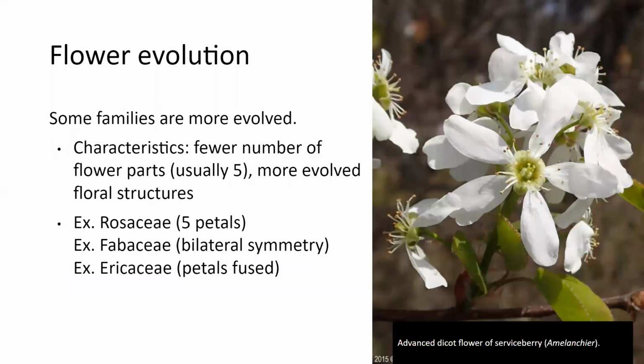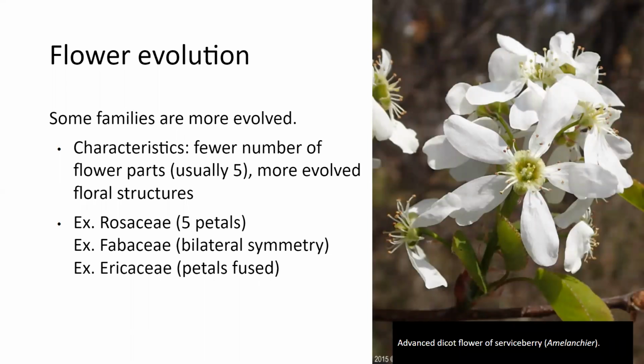And when we're thinking about flower evolution, on the other end of the spectrum, we have some families that are very highly evolved. There are more evolved flower structures that tell us that this has developed and evolved over time. Some of the characteristics found in more evolved flowers include a fewer number of flower parts and ones that are determined, right? So usually 5, and that's a set part, and that's an identifying characteristic. And then also floral structures like bilateral symmetry and fused petals.